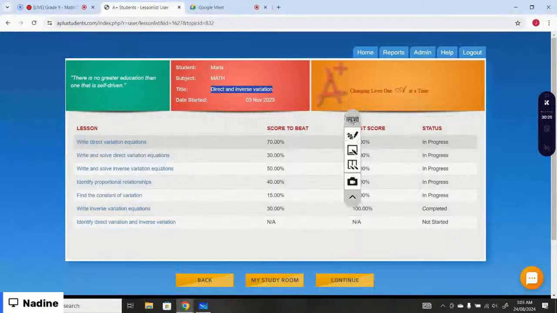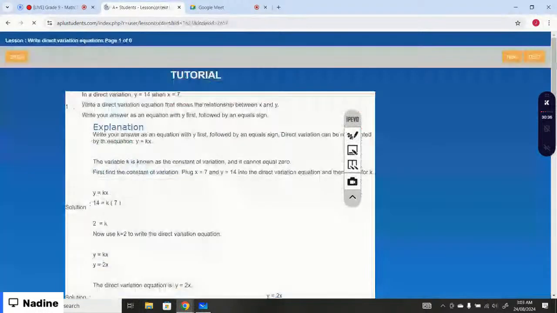Here I'm on grade 9 math. The chapter we are on right now is direct and inverse variations. Let's just start with the first lesson, that is write direct variation equations. In a direct variation, y equals 14 when x equals 7. Write a direct variation equation that shows the relationship between x and y, right?